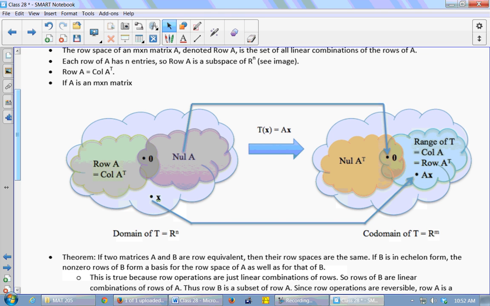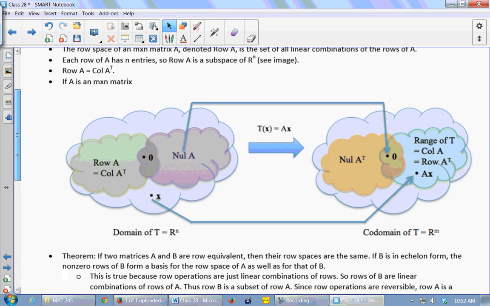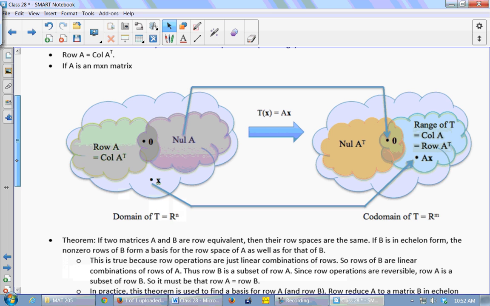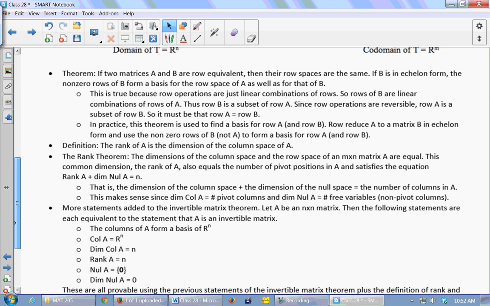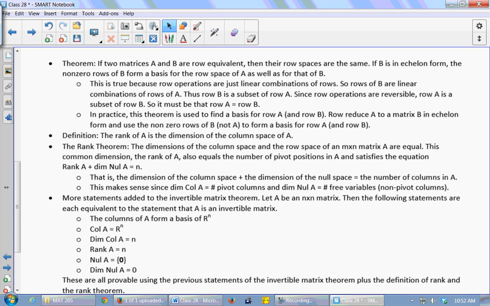So this picture, I think, will help answer some of the questions that you have to do in your activities and in your homework. So you refer to this if you are confused about where different things live. Okay, so our first theorem said that if two matrices A and B are row equivalent, then their row spaces are the same.